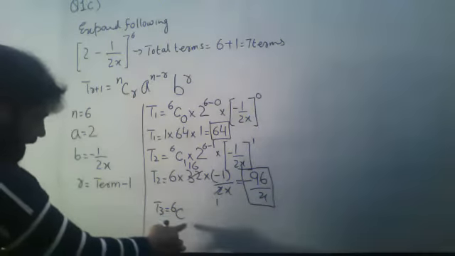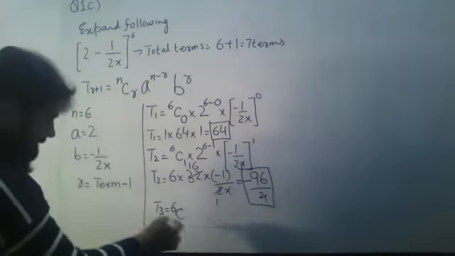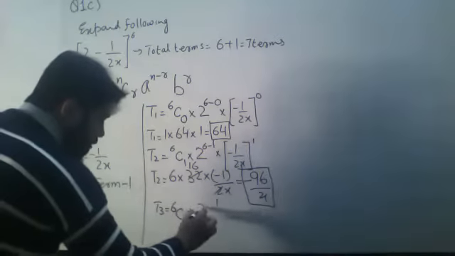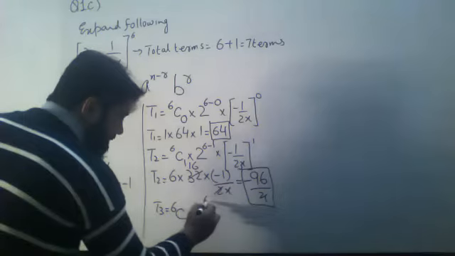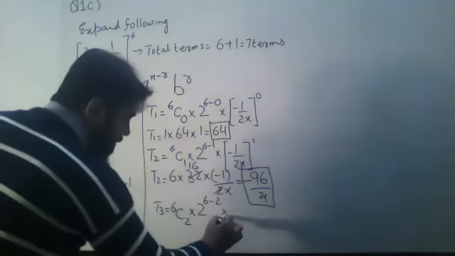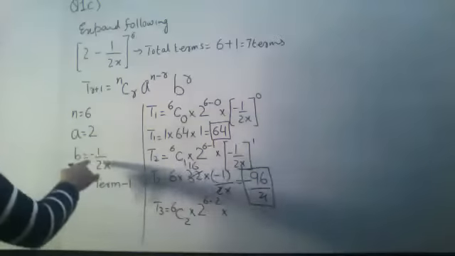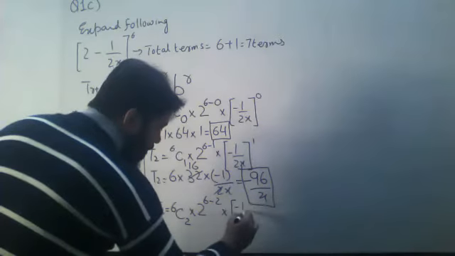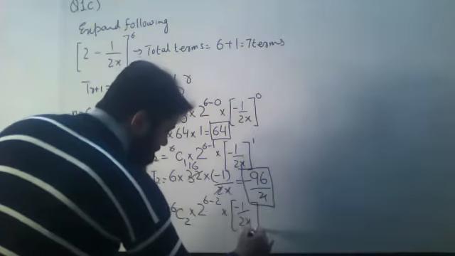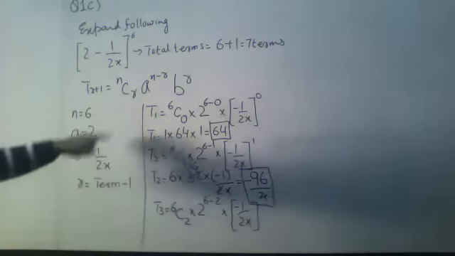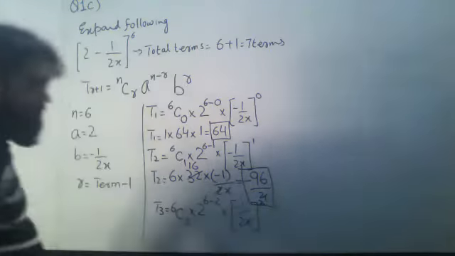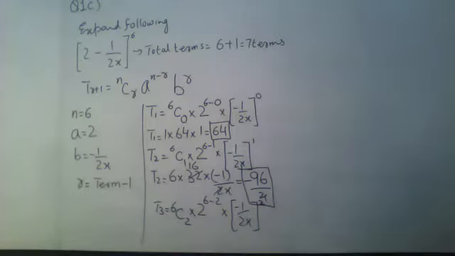6C R, I have to write R. R is one number lesser than this. 6C2 into 2 to the power 6 minus 2 into B to the power R, it is minus 1 over 2x. Minus 1 over 2x, then R. What is R? R is one number lesser than this, so that is a square over here. Okay, this I have got.